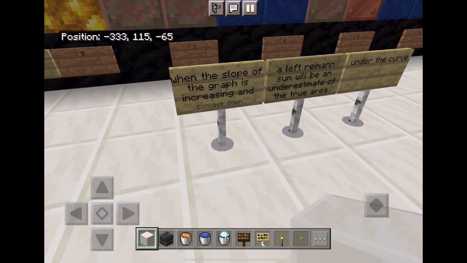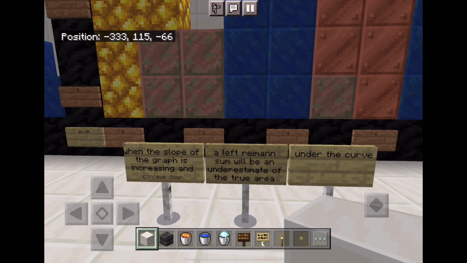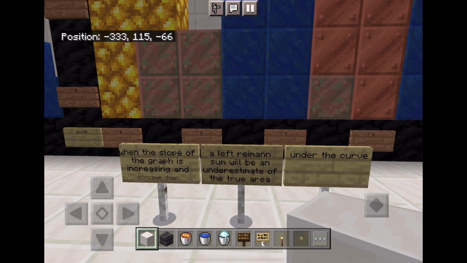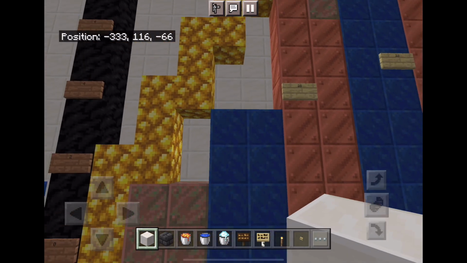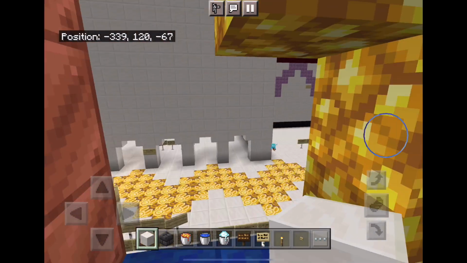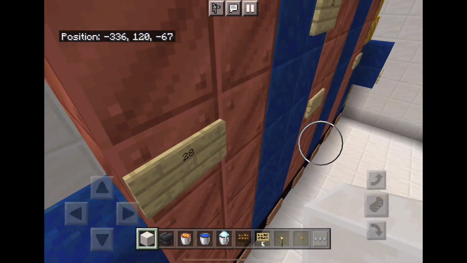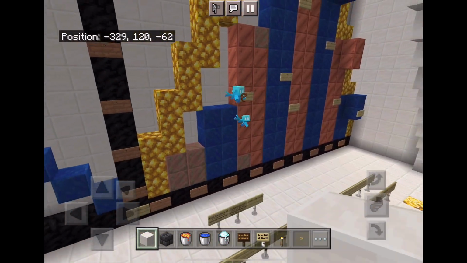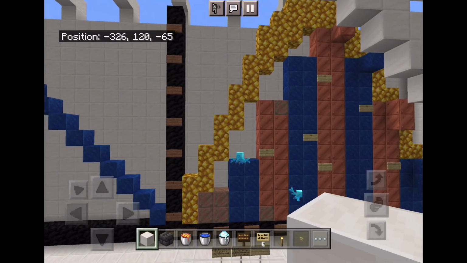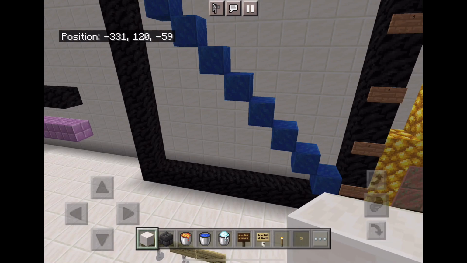And so when the slope of the graph is positive, and the graph itself is concave down, a left Riemann sum will be an underestimate of the true area under the graph. As you see, this part of the graph, the slope is positive, it's going up and to the right, and there are holes under those little redstone blocks.